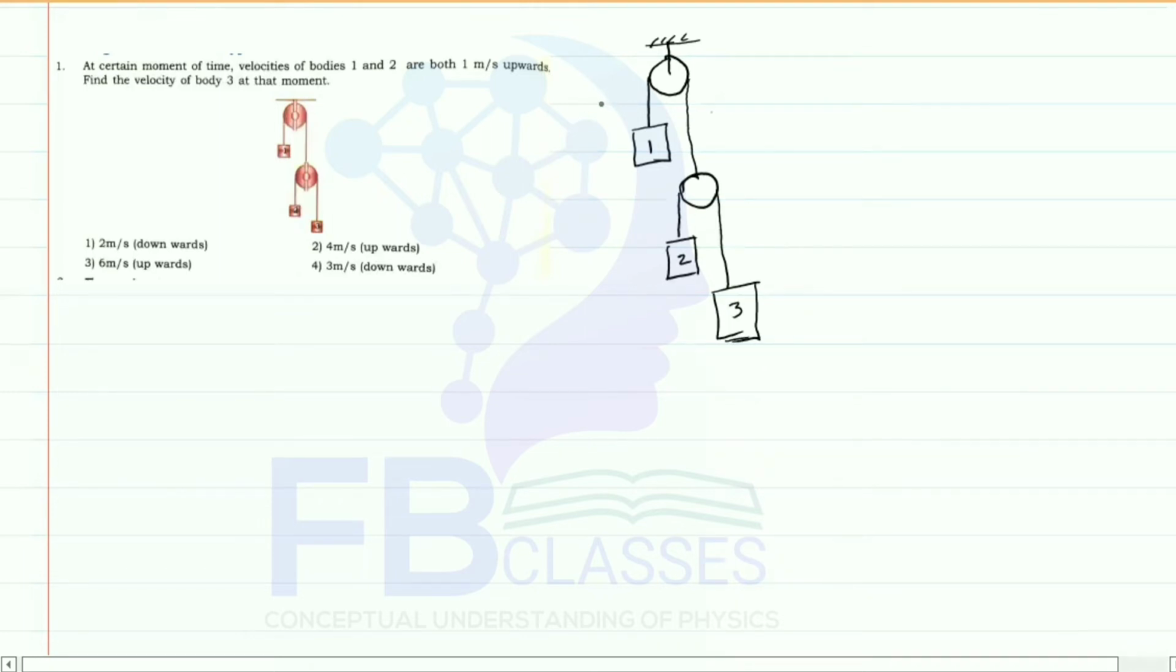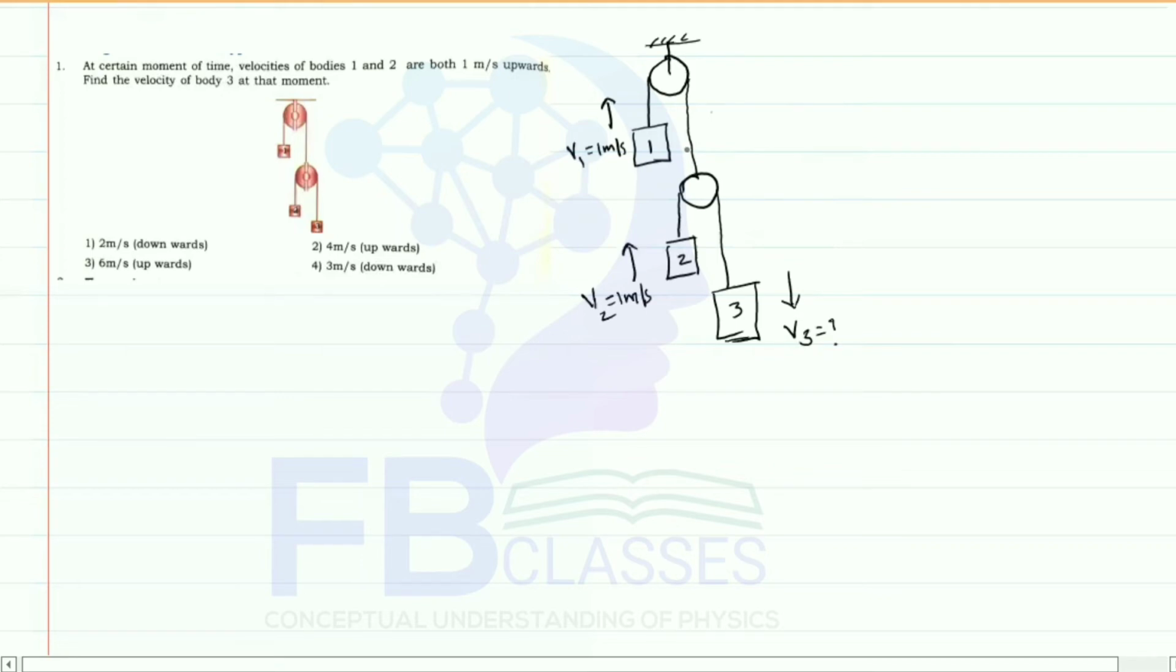Now if you see carefully, he says that the first and second bodies are moving at 1 meter per second in the upward direction. That's why the velocity of the first body is given as 1 meter per second upward. The second body's velocity is also 1 meter per second upward. Understand? So we have to find out the third body's velocity. So V3 we have to find out now.